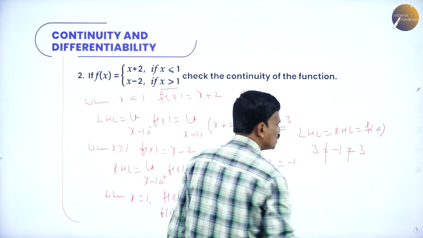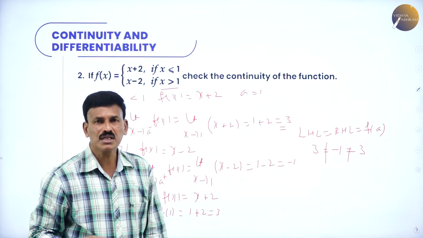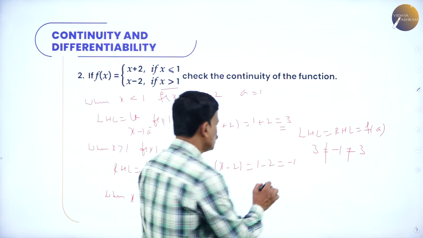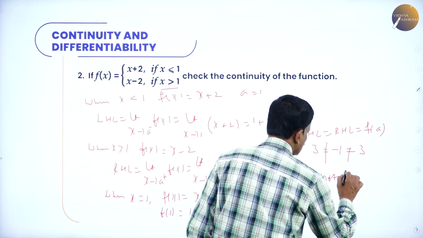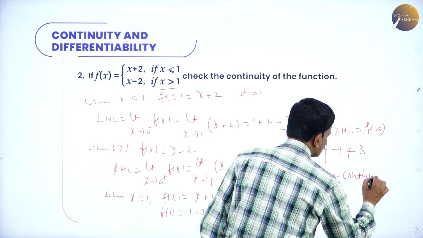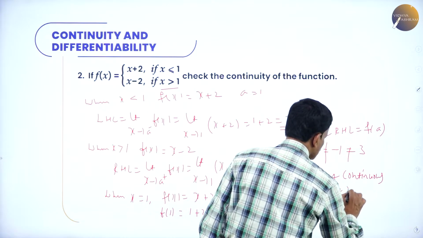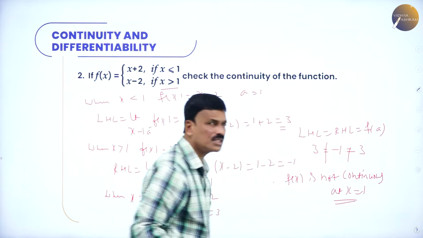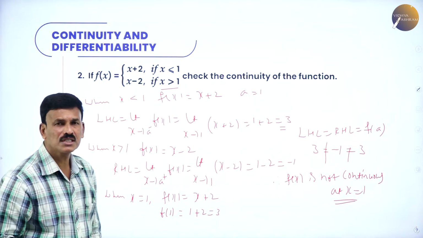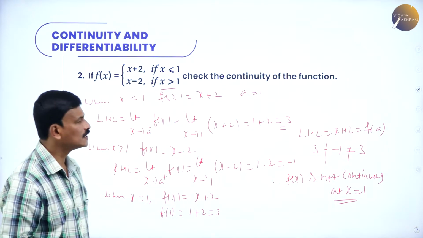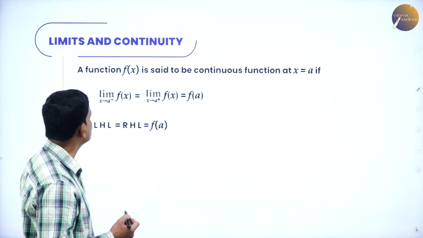So these are not equal. Left hand limit is not equal to right hand limit, not equal to functional value. Therefore, f of x is not continuous at x is equal to 1. This is discontinuous. So that is how we are going to check the continuity of the function. Okay. Hope you followed. Now let us come to the next problem.